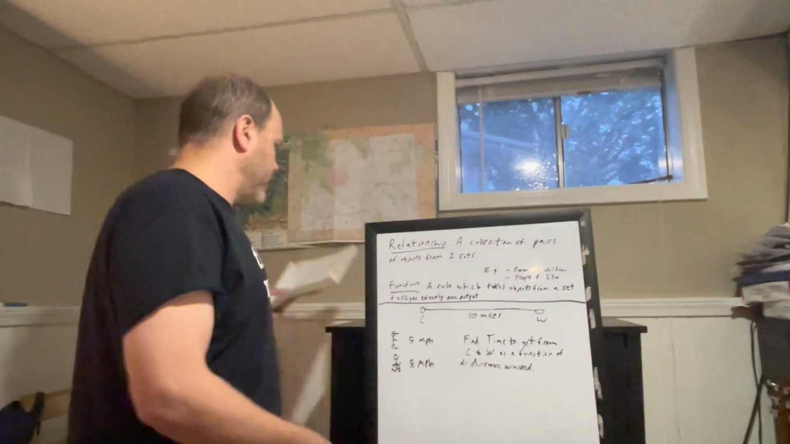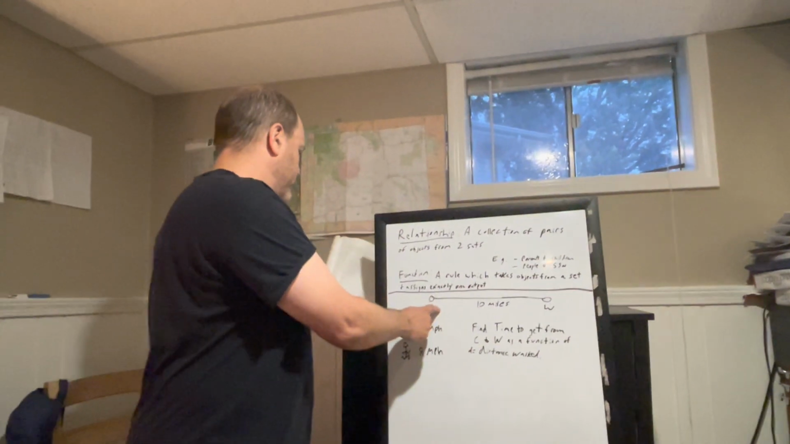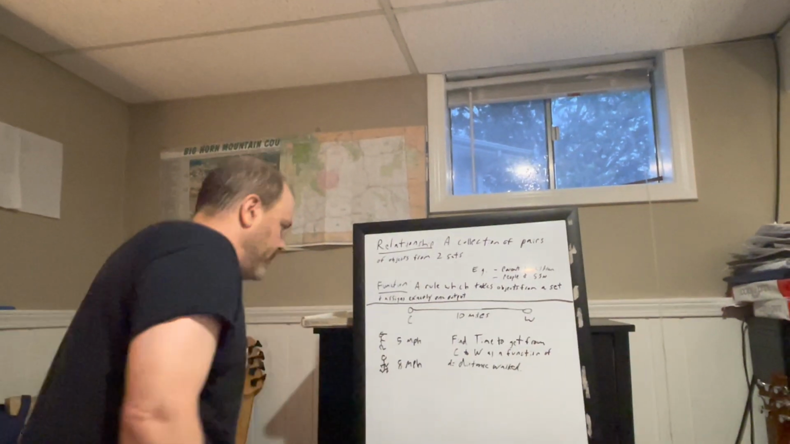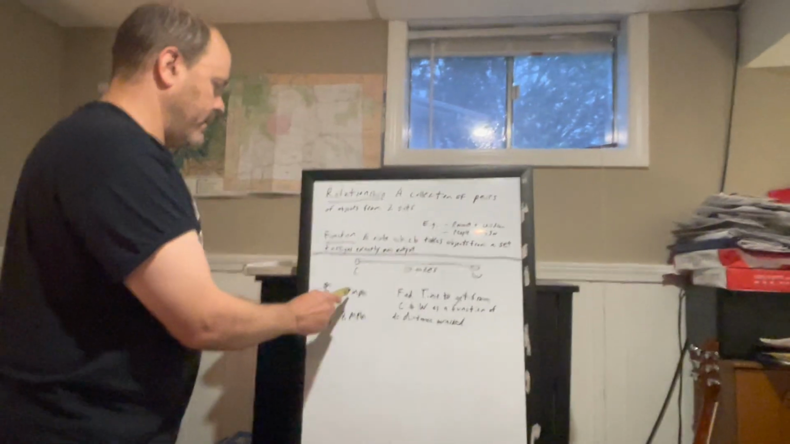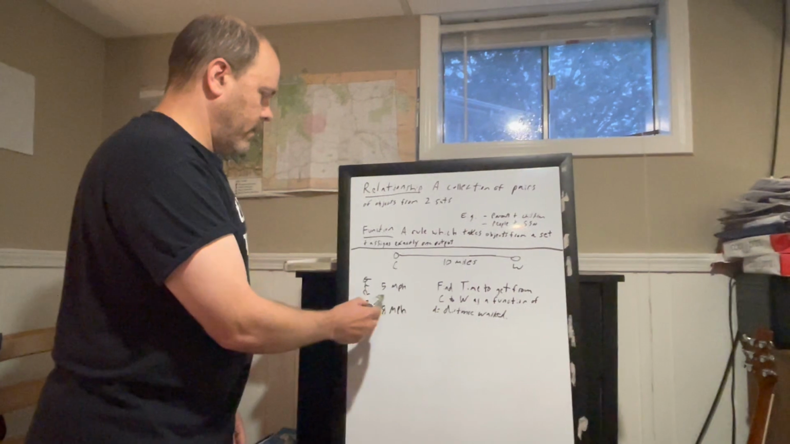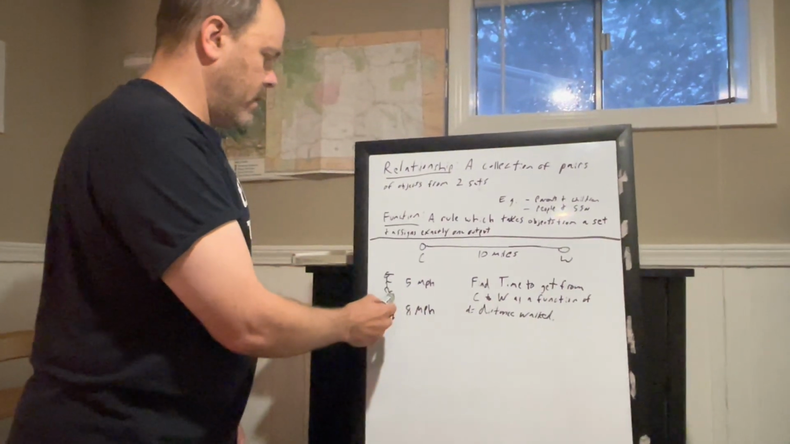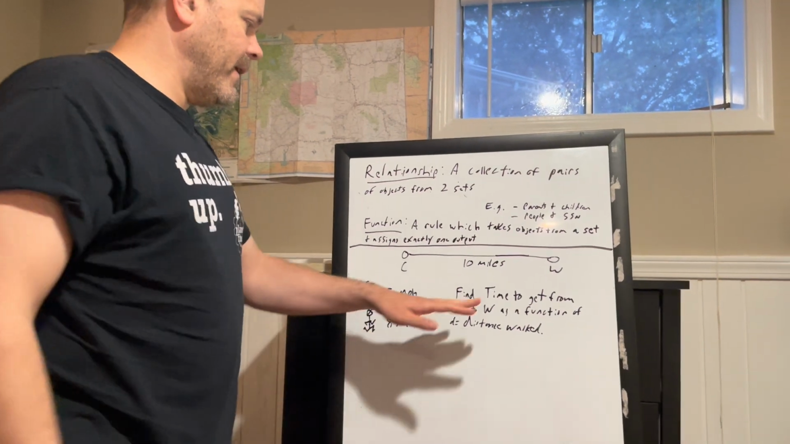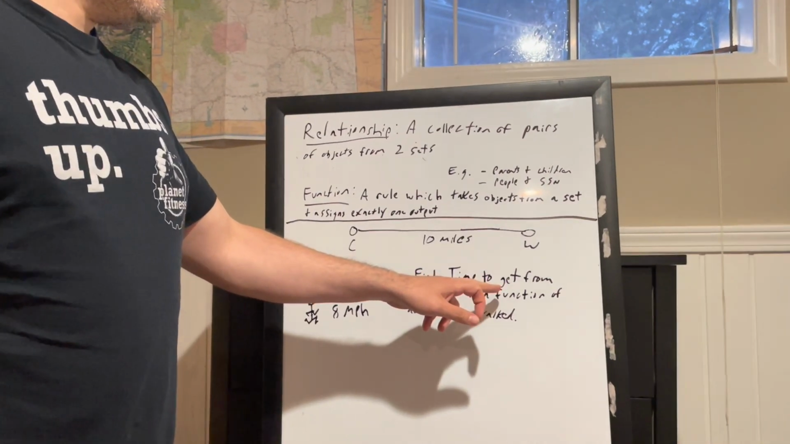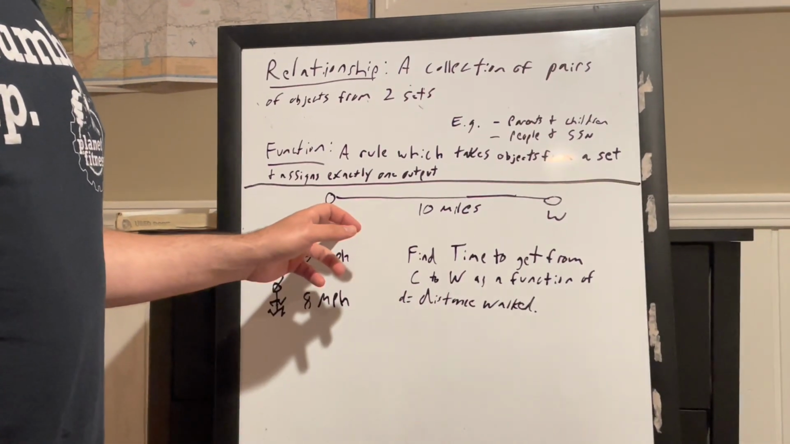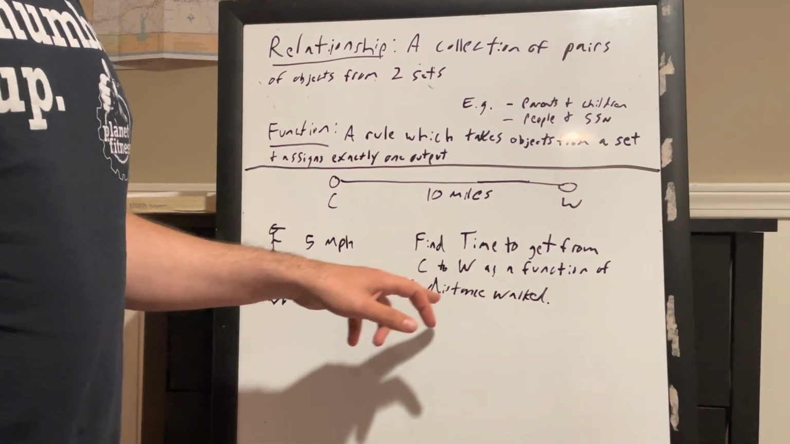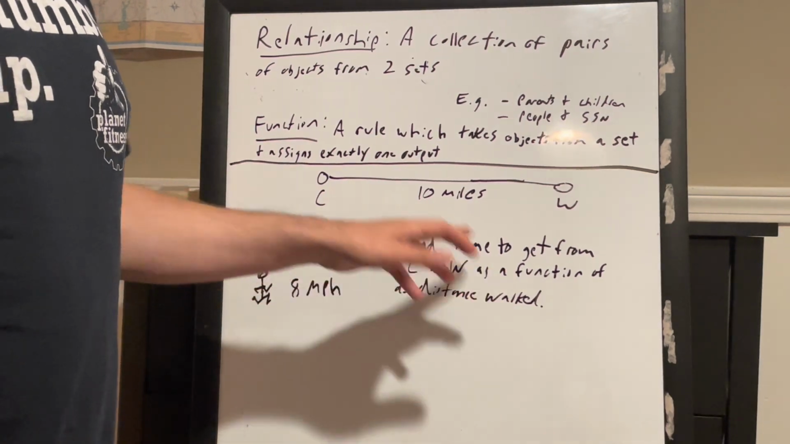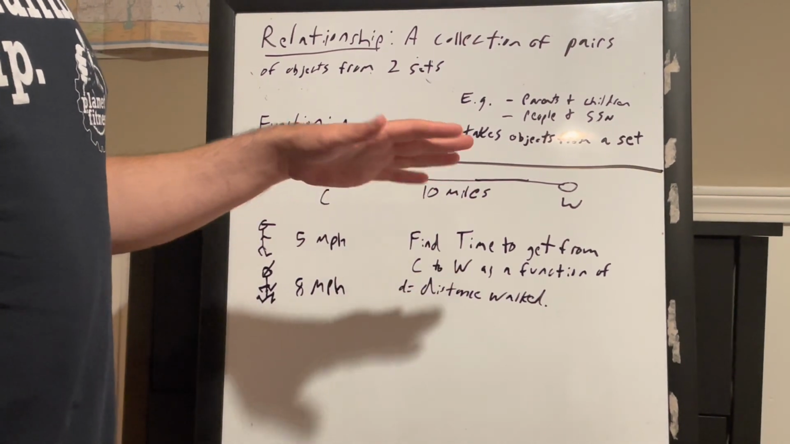So you have the cities, Cambridge and Wellesley, 10 miles apart. The guy walks at 5 miles per hour, and he can also jog at 8 miles per hour. His hat's getting blown back there. And they say find the time to get from Cambridge to Wellesley as a function of the distance walked, or the portion of it that he walked.